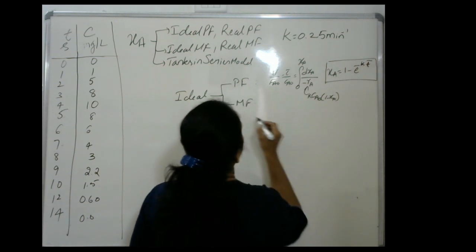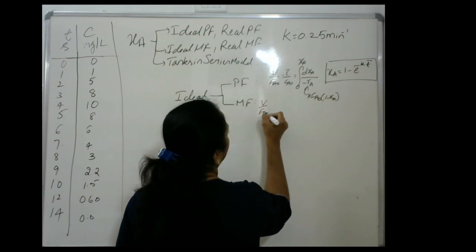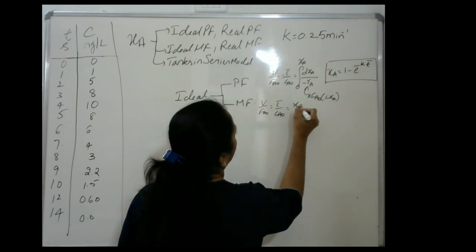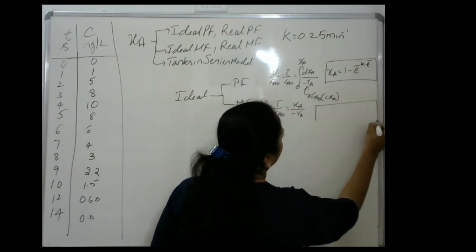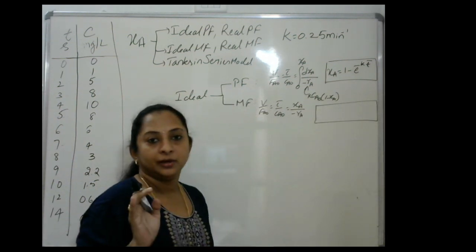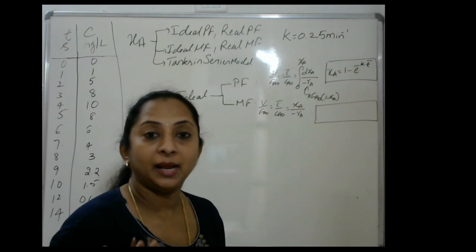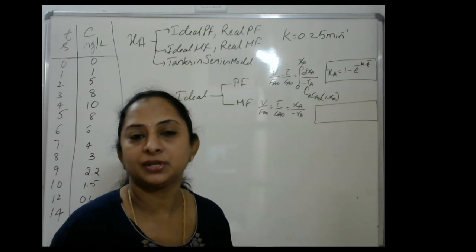Minus Kt bar. And if I am going with an ideal MF, this will be V by Fa naught equal to tau by Ca naught equal to Xa by minus Ra. And here you have to remember one more thing. For a first order reaction, whether it is ideal MF or real MF, the conversion remains the same. That is how I had proved the equation in the last day.